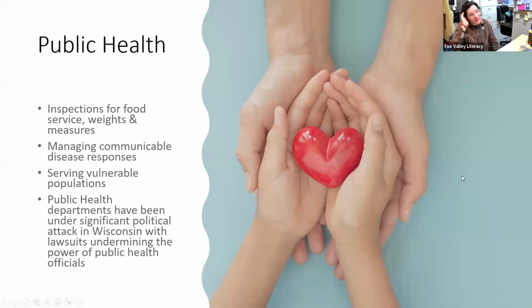Public health is another big responsibility for local government. That includes all of the inspections done for food service, for restaurants, for retailers, and weights and measures. You want to make sure that something that weighs something in one place is going to weigh the same in another, so all those scales are calibrated. And obviously, after COVID, we're very aware that public health departments manage communicable disease responses.